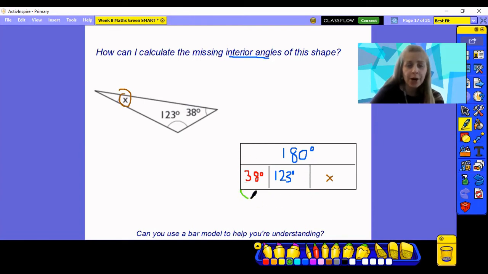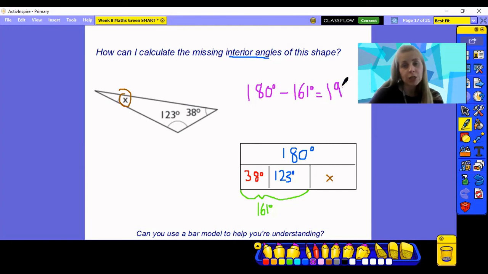So far, we know that with these 2 angles that are known to us, 123 plus 38, we have got 161 degrees of interior angles already known to us. With that information, we can move straight on to working out what our missing angle is, in a similar way to how we've been thinking about angles along a straight line earlier on in the week. So if we now do 180 degrees and subtract what we already know, our 161 degrees, we will see what we are left with, our missing angle, which is in fact 19 degrees.